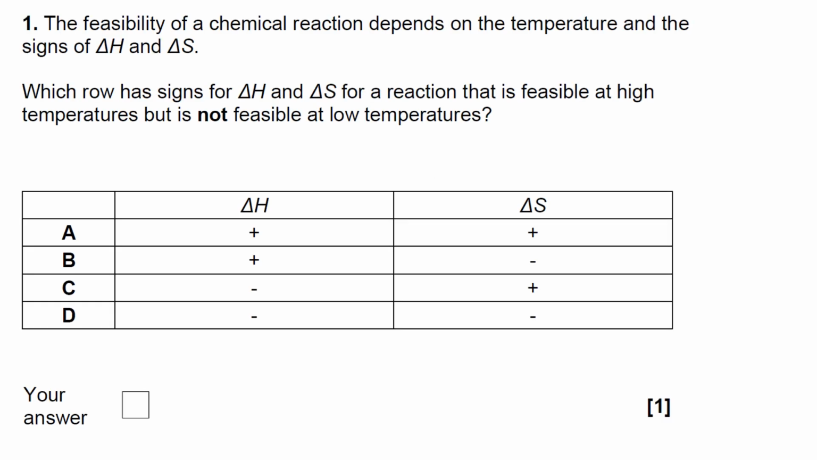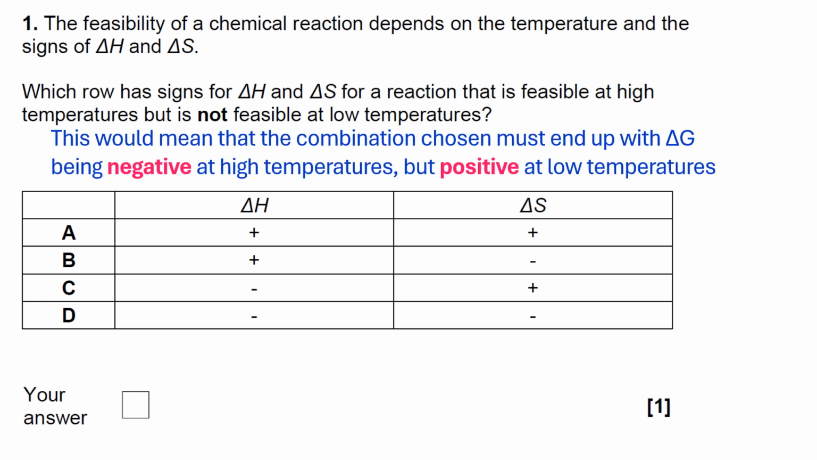So let's have a look at how this might come across in some exam questions. We'll start with a multiple choice question. It says the feasibility of a chemical reaction depends on the temperature and the signs of delta H and delta S. This means the combination chosen must end up with delta G being negative at high temperatures but positive at low temperatures, because it says which row has signs for delta H and delta S for a reaction that is feasible at high temperatures but is not feasible at low temperatures.